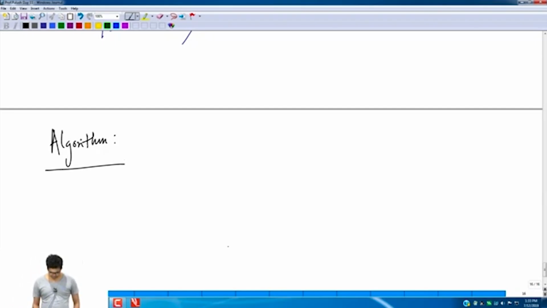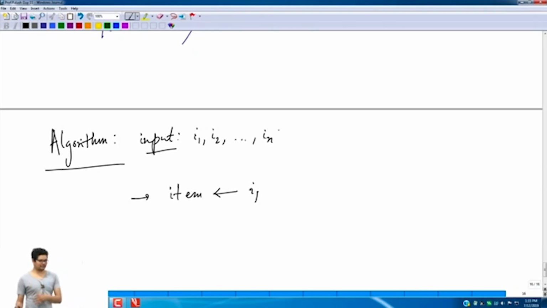So suppose the input is I1, I2 to IN. Suppose this is my input I1, I2 to IN. Of course, it is coming in a streaming fashion. I don't know N. So, I see I1 first, then I2, then I3 and so on.